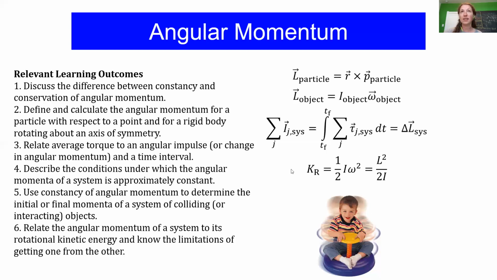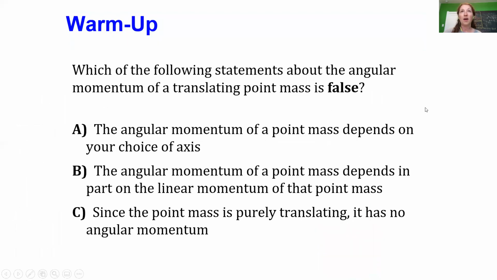All right, let's get some practice with this though. So first, to warm up, we want you to think about which of these following statements about angular momentum for a translating point mass is false. So A, the angular momentum of a point mass depends on your choice of axis. B, the angular momentum of a point mass depends in part on the linear momentum of that point mass. Or C, since the point mass is purely translating, it has no angular momentum. So we're going to give you a few minutes to think about this while you switch to the next video.